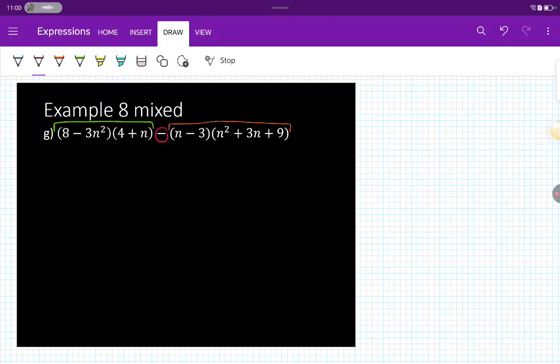Let's start with the green section. We're going to do FOIL in the green section, right? So we're going to say first times first. Okay, so first times first is going to be 8 times 4.